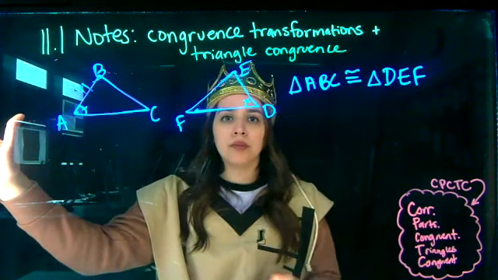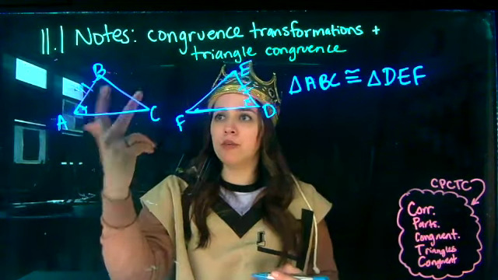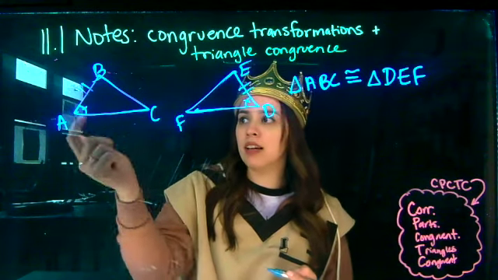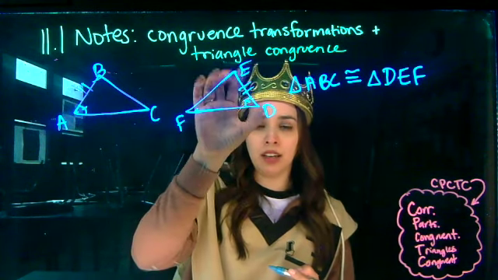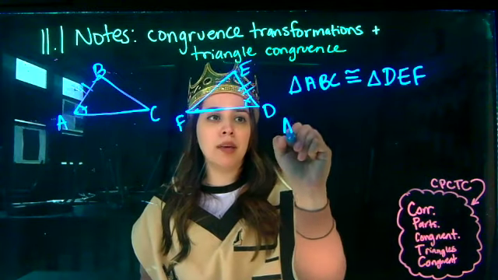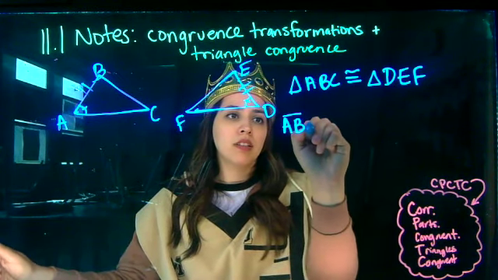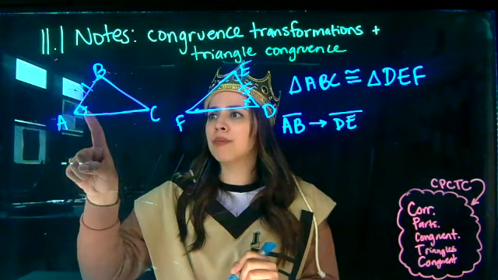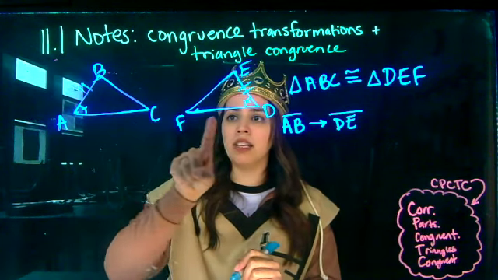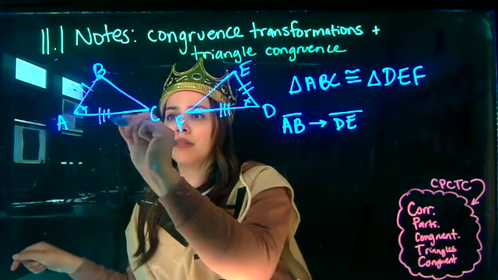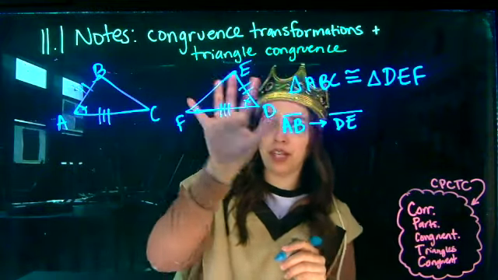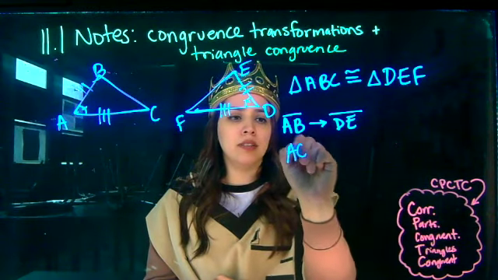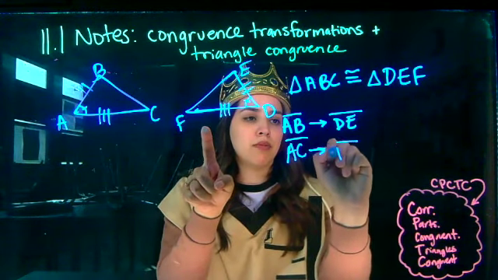AB would correspond to DE, because if you map it or if you reflect it, this shape is going to be on top of this shape, right? And AB is going to be DE on this triangle. So we can write that AB maps to DE. And in the same manner, we can say that AC maps to DF, because we know these triangles are congruent, and if we reflect this shape, AC is going to be on top of DF. So we would say AC maps to DF.